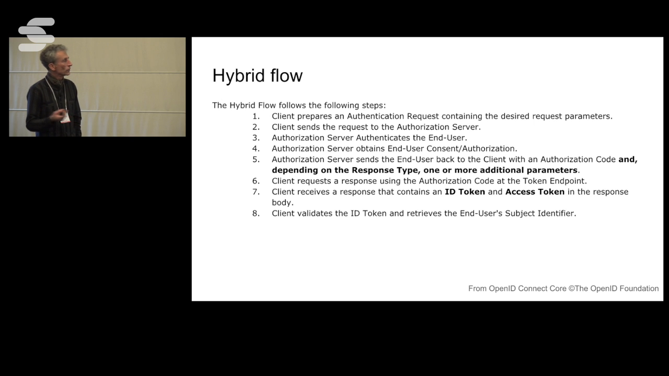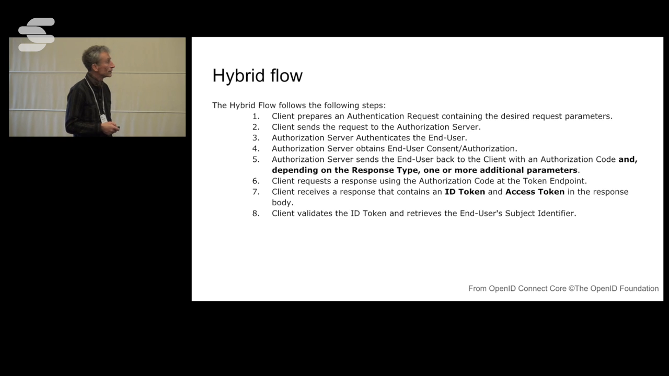Okay, so that was the implicit flow. There is a weird one, which is the hybrid flow. And in fact, it looks exactly like the authorization code flow, except for one thing, and that's the fifth step here. In the fifth step, the authorization server sends the end user back to the client with an authorization code. In the authorization code flow, that's the end of it. There is a full stop there. But in the hybrid flow, it goes on to say, depending on the response type, one or more additional parameters. Now, what are these one or more additional parameters? It turns out that they are, in fact, the ID token and the access token.